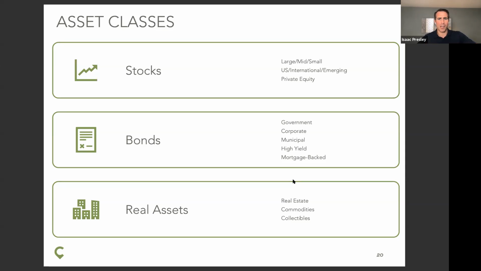Real assets, typically we're talking about things like real estate, houses, buildings, industrial buildings, complexes, things of that nature. Those can be either publicly traded or they can be privately held as well. Commodities, these are things like oil, gold, wheat, etc. And collectibles, things like art and wine, can make their way into this asset class decision as well. So that's kind of our playing field.